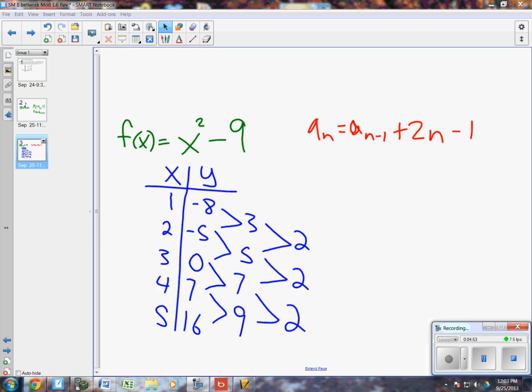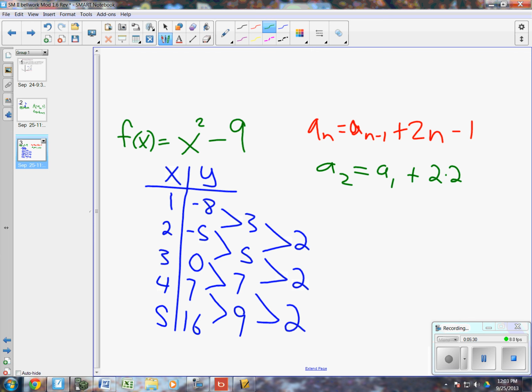How did you get the minus 1? Tell us that, Christian. That's not a good enough answer. That's an answer, but I need an explanation. If I want number 2, you guys, right? If I put 2 in there, a sub 2. So we get a sub 1 because 2 minus 1 is 1, right? Plus 2n minus 1. 2 times 2 minus 1. Is that going to work?